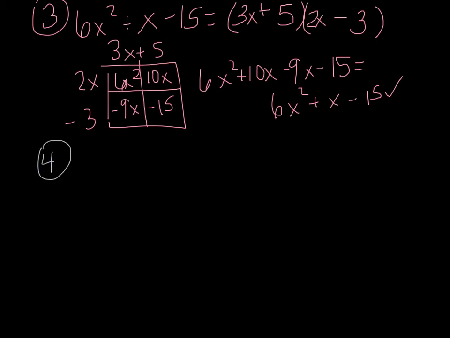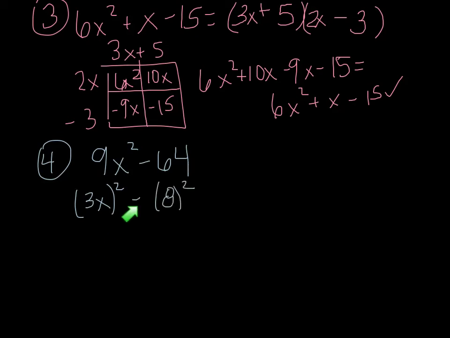Let's do one more example together, and then we'll have you try some on your own. So number 4, they give us 9x squared minus 64. And I notice right away that it's a binomial, only 2 terms. It's a subtraction, so that's a difference. 9 is 3 squared, so this is 3x quantity squared, and 64 is 8 squared. So this is really 3x quantity squared minus 8 squared, which means it fits one of our special patterns. It's the difference of 2 perfect squares.